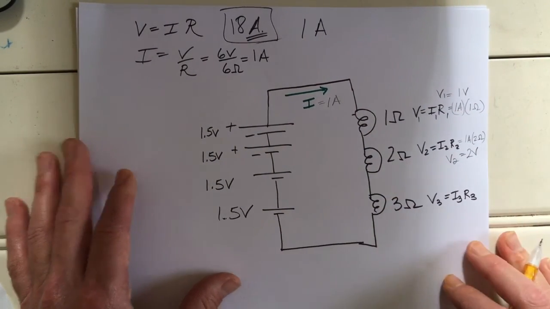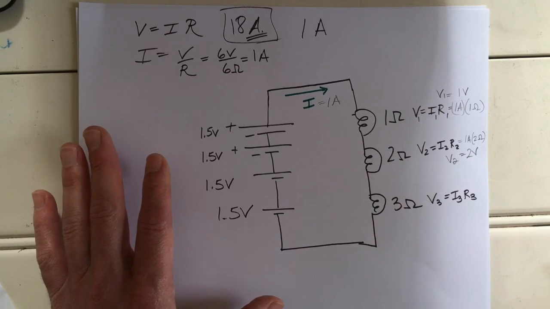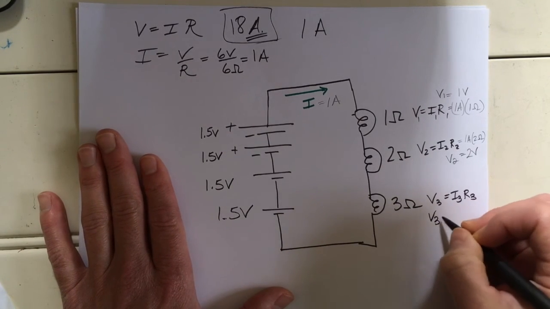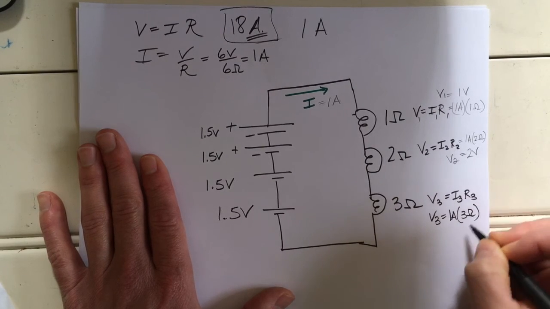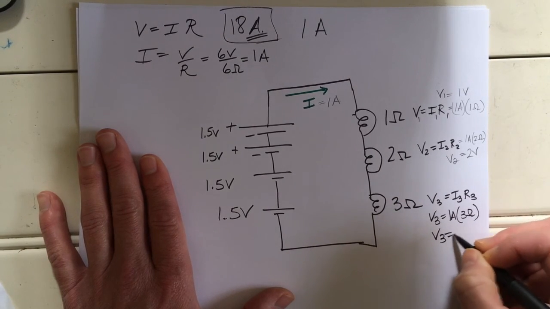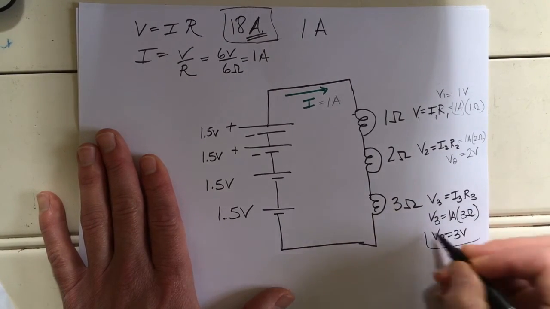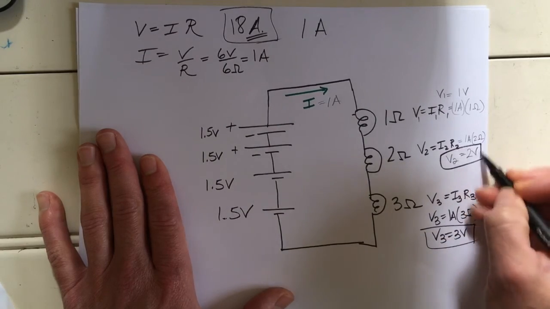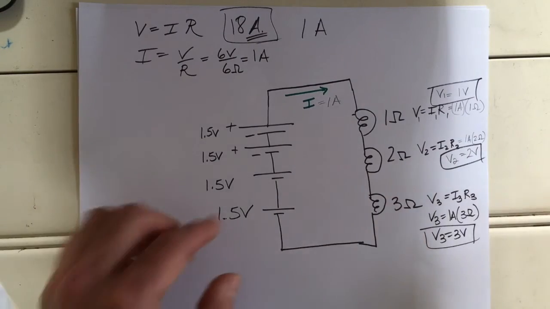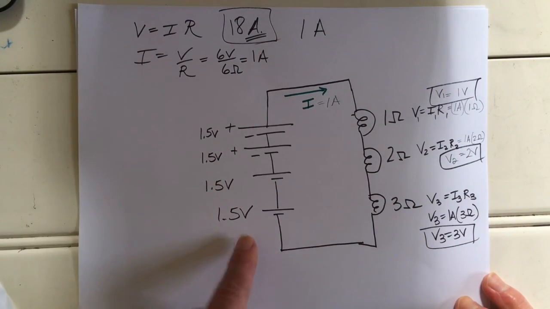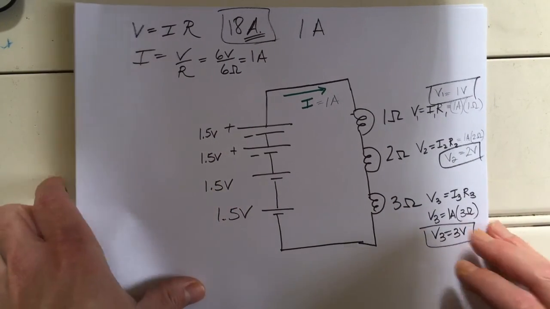Okay, hopefully you can see that. And then this third one would be 1 amp times 3 ohms, or 3 volts. So that's interesting, because what that shows is that V1 plus V2 plus V3 is equal to V total, which is 6 volts. Okay, that's kind of where we're going to go next week.